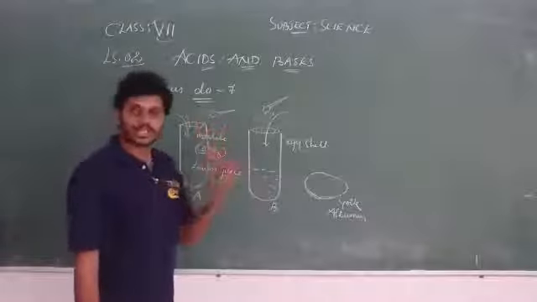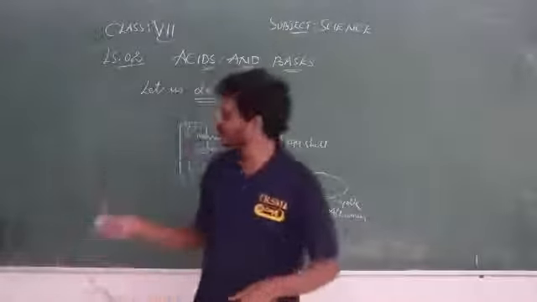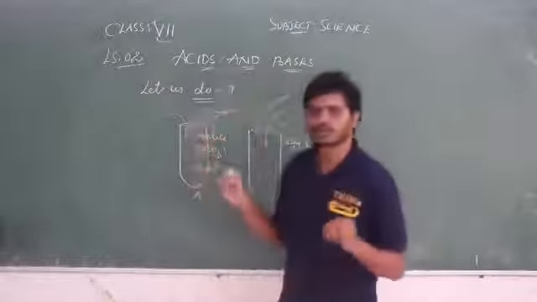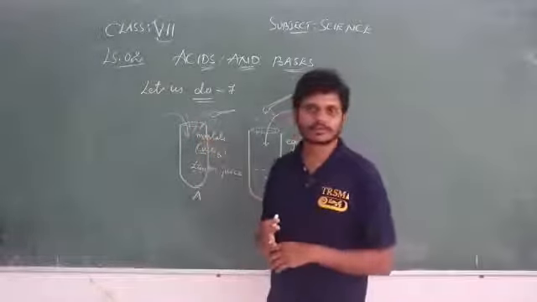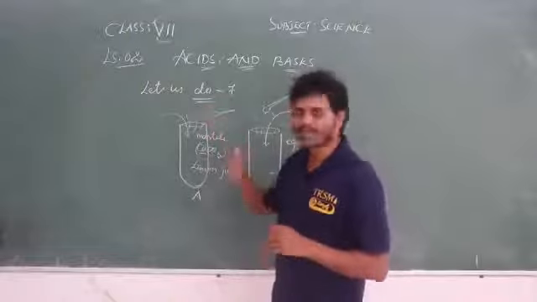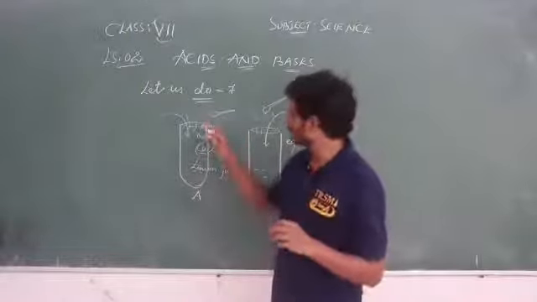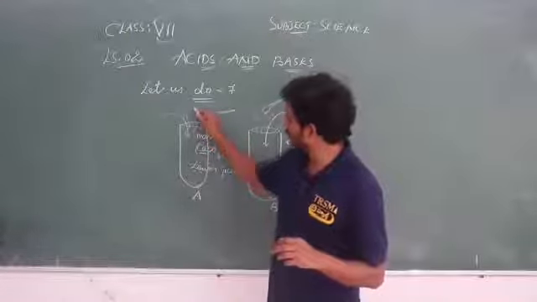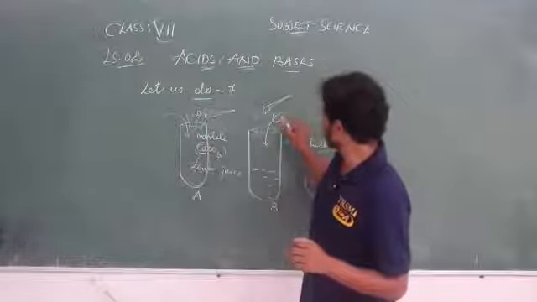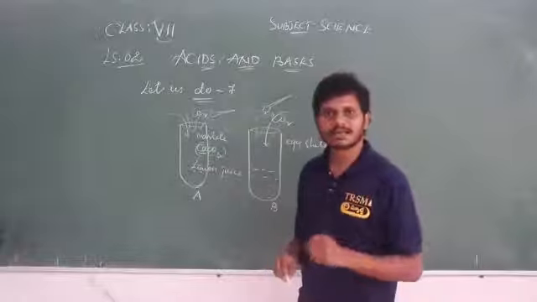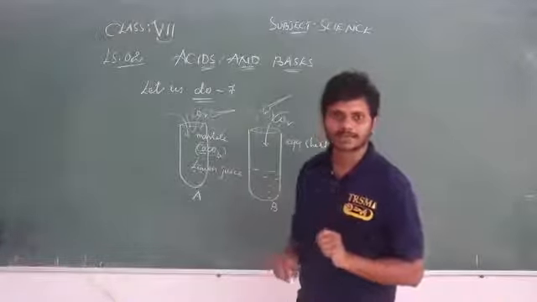The gas which is released here made that flame get put off. Okay, so there is no flame here. Why? Because of the gas which is released here. Which gas is this? We can confirm the gas which is released here is carbon dioxide gas.